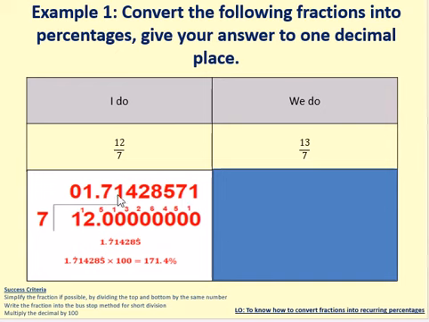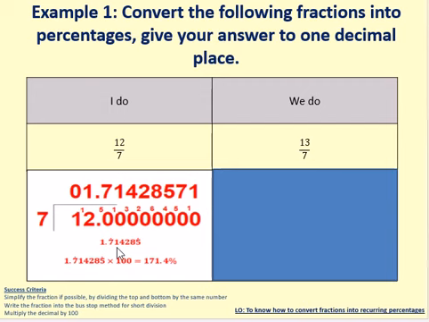Notice it started 7, 1, 4, 2, 8, 5. And it went 7, 1, and it was just going to repeat itself again. It was going to repeat these 6 digits here: 7, 1, 4, 2, 8, 5. So once we notice it's starting to repeat itself again, we just cut it off there.